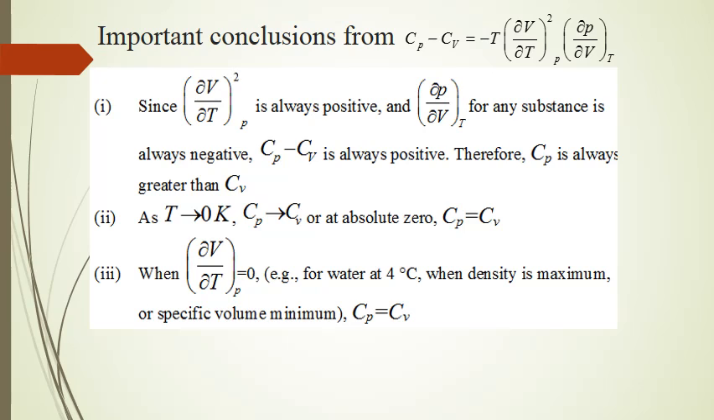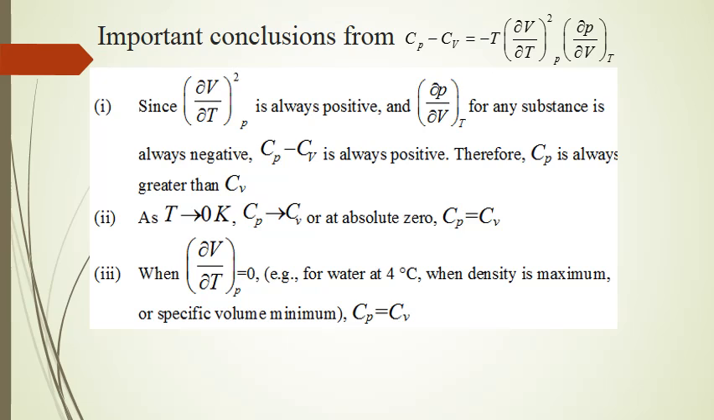And del P upon del V when temperature is constant for any substance is always negative because it is basically the slope of an isothermal process. So it will always be negative because when compression is taking place, pressure is increasing but volume decreases, and when expansion is taking place, pressure is decreasing and volume is increasing. So del P upon del V when temperature is constant will always be negative.